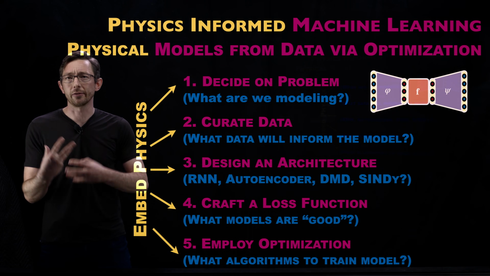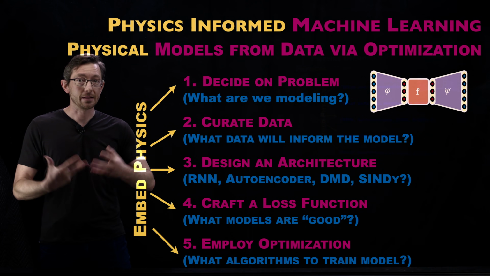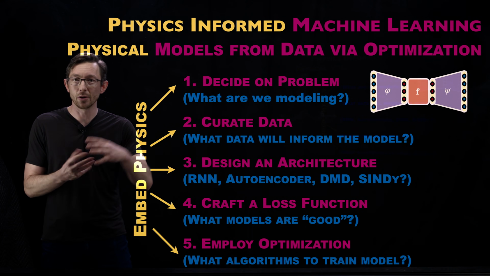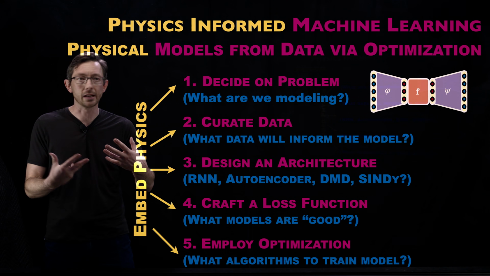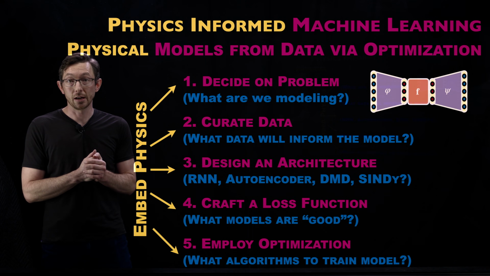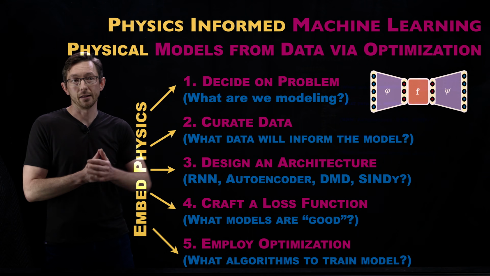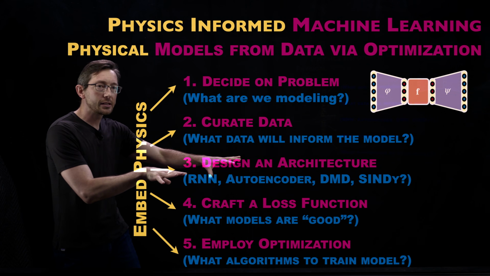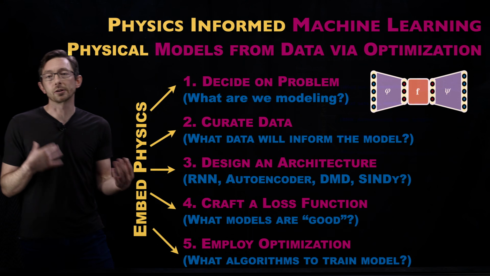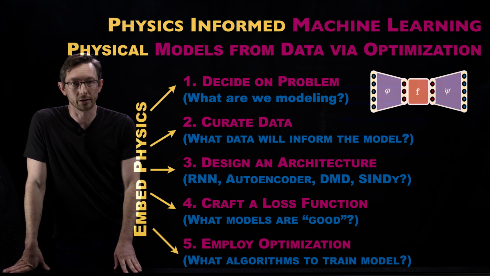Data curation, there's often ways of augmenting your data to make your models more physical. Like if you know that there's some symmetry or some property that your system should adhere to, you can often augment your data in that way. But most of the time we spend our time down here when we're talking about physics-informed machine learning.